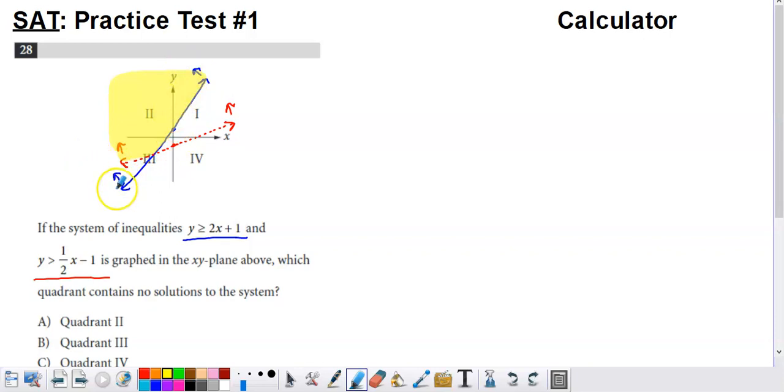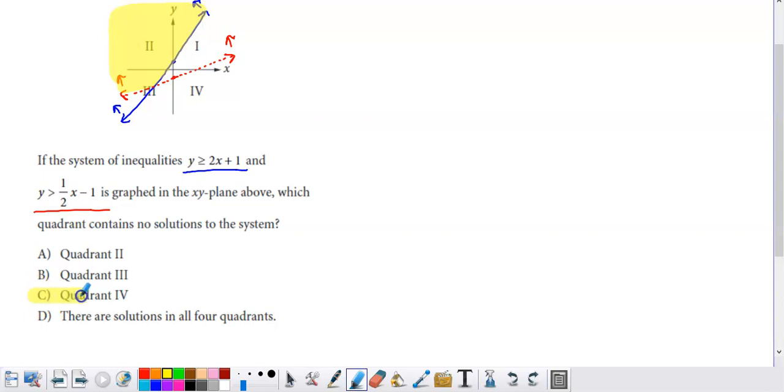I've indicated that with the little directional arrows here. I'm also shading above the red boundary. Where do the two shaded regions overlap? Well, that's up in this region here where you see it's highlighted. So hopefully you kind of understand why I have the region that's highlighted. That is the solution to the system. The question is, which quadrant contains no solutions to the system? So which quadrant is the one that doesn't have any shading within it? The shaded section is the solution set. The quadrant without any shading is pretty clearly quadrant 4.